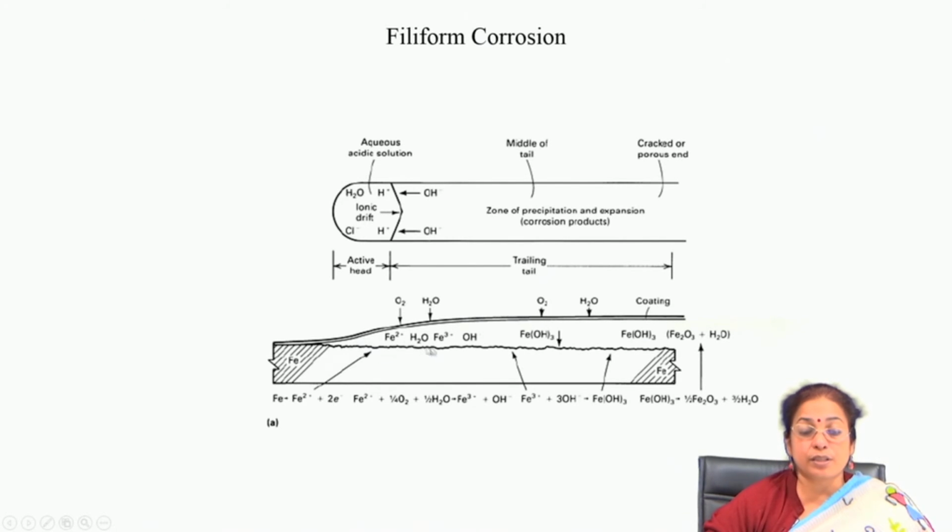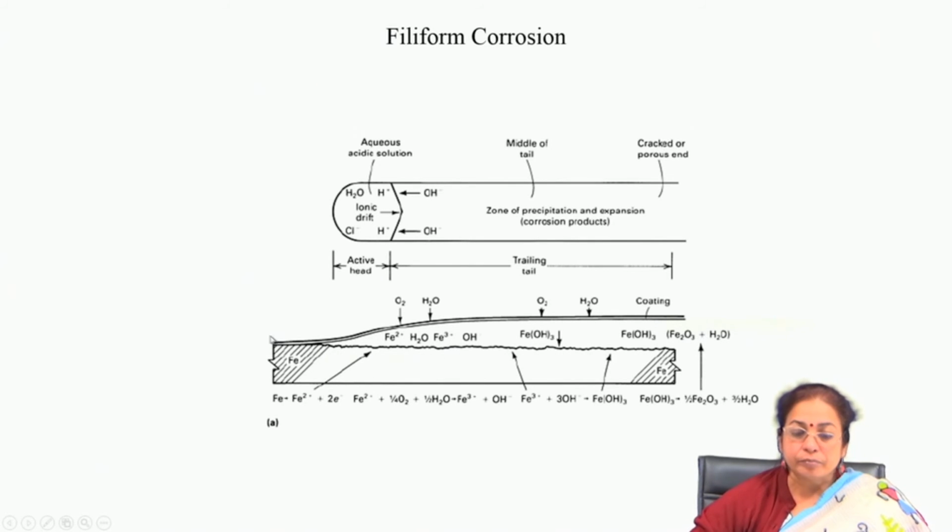So, there is always a differential aeration cell formation, and also different phase formation like microgalvanic cell formation, because hydrides are more stable as compared to the iron which is there. As a result of the galvanic cell formation and moisture absorption, this reaction proceeds from one side to the other.